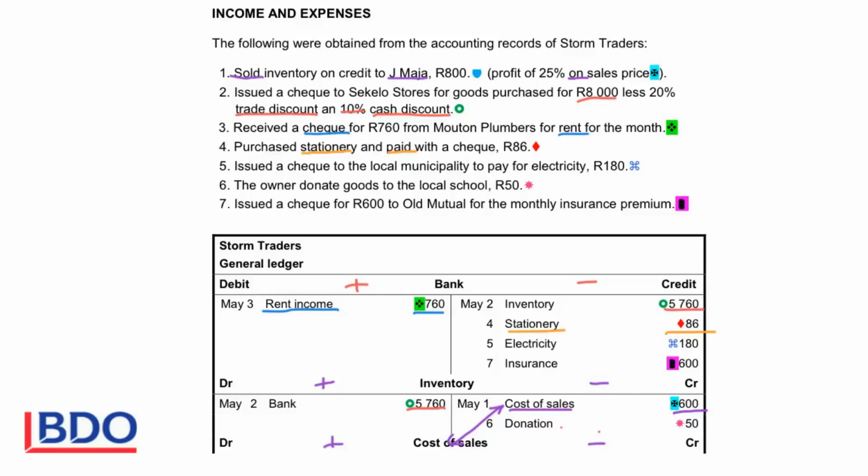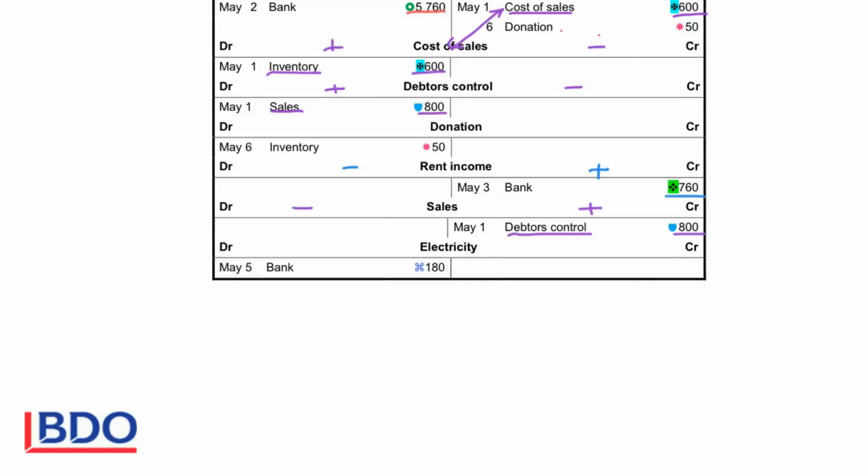Issued a check to pay for the electricity. So the one entry will be in the bank because we paid out money, and the double entry will be in the electricity account. The bank account is credited with 180 to decrease the money in the bank, and the electricity account will be debited with 180 because electricity is an expense that will increase on the debit side.